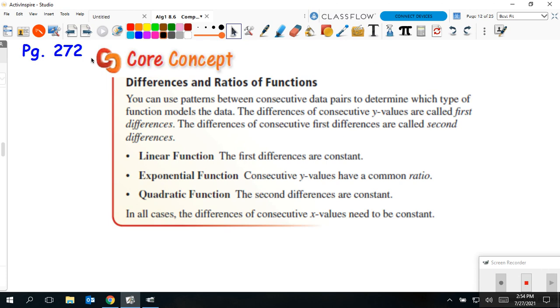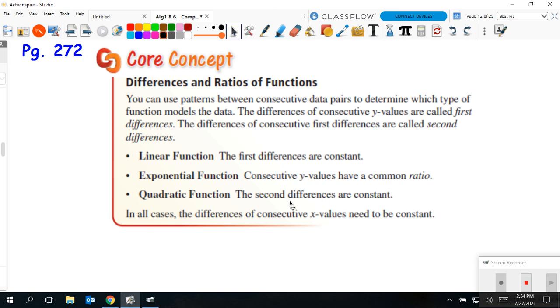All right, moving into the core concept, differences and ratios of functions. This is the way we could figure out whether it's linear, exponential, or quadratic, just without the graphs. We're going to be looking at these things called first differences and second differences. And this goes along with what you've already learned with arithmetic sequences and geometric sequences. Linear functions are like arithmetic sequences. Exponentials are like geometric sequences. So the linear function has a common difference. The exponential is going to have a common ratio. The quadratic is going to have a common second difference. Okay, so that's the thing about quadratics.